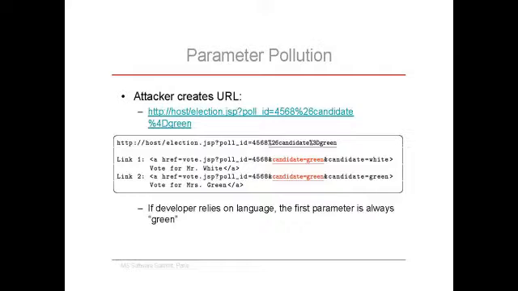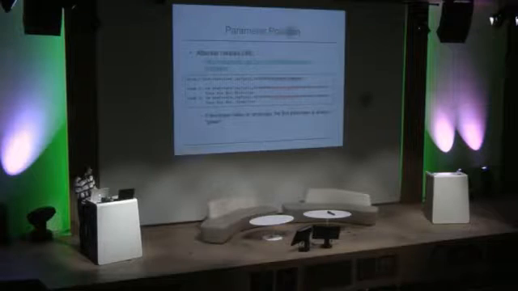If the attacker now creates this URL and says, poll ID is this, and then encodes this parameter right after the poll ID and says candidate is green, when the application parses this and builds these links, you get this output. So in this case, because the application is not expecting a parameter to be embedded in a parameter, when this whole thing is parsed, you get these two links, these two URLs.